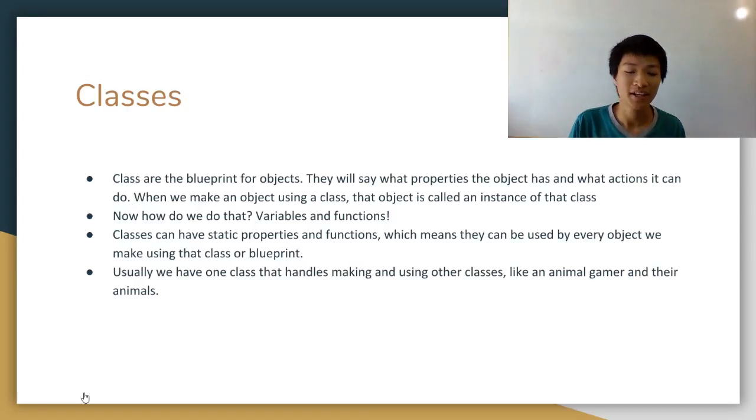I'm gonna repeat that. Usually we have one class in coding that handles making and using other classes and objects. And we usually don't make an object out of that class. It's like having an animal tamer and their animals. The animal tamer is not an animal, so the animal tamer can get at other animals and use other animals, but they cannot be an animal themselves. And so you have one class that manages all the other classes. And that's the class we've been using this entire time.